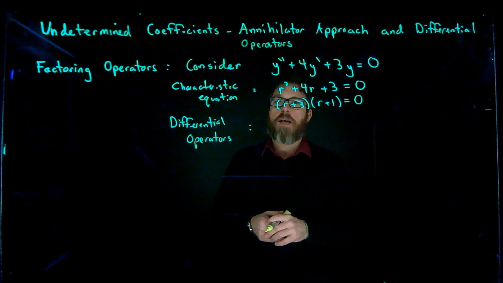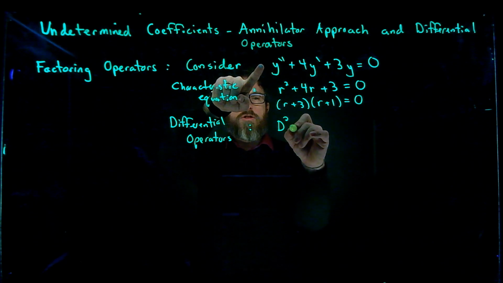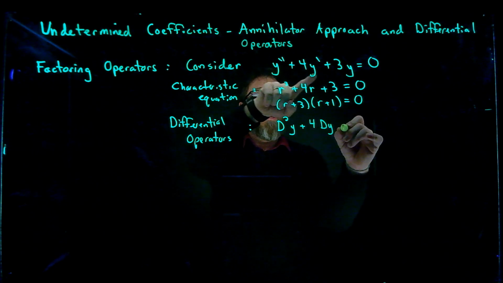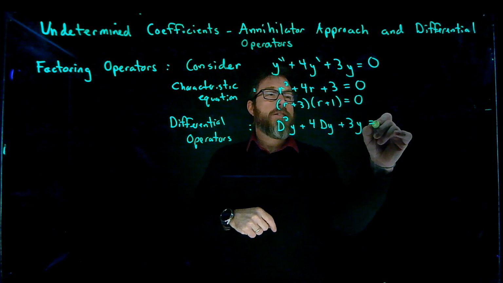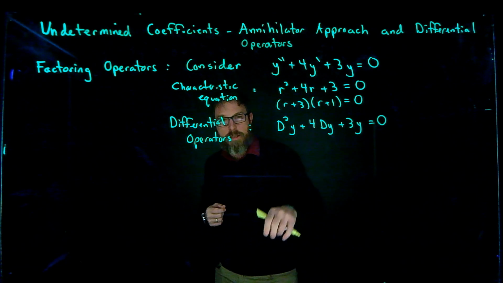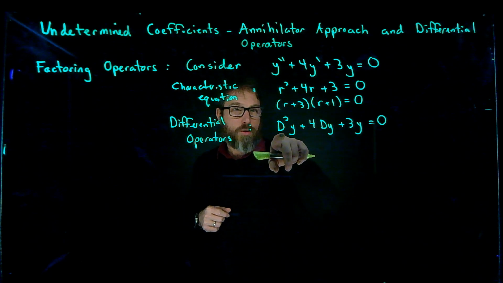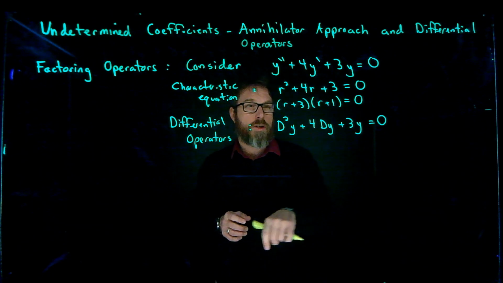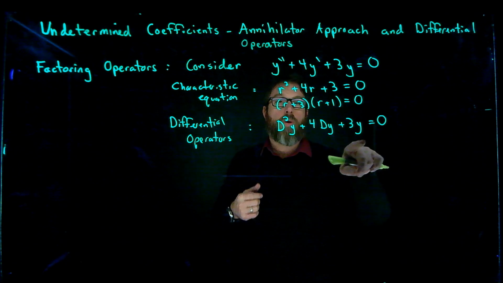So let's look at the differential operators. I'm going to rewrite this as D squared y plus 4 times the first derivative of y, and then plus 3 times just y is equal to 0. So you can see that D squared is representing the second derivative of y, so that's why we call it operating. This is operating on the function y, and then 3y.